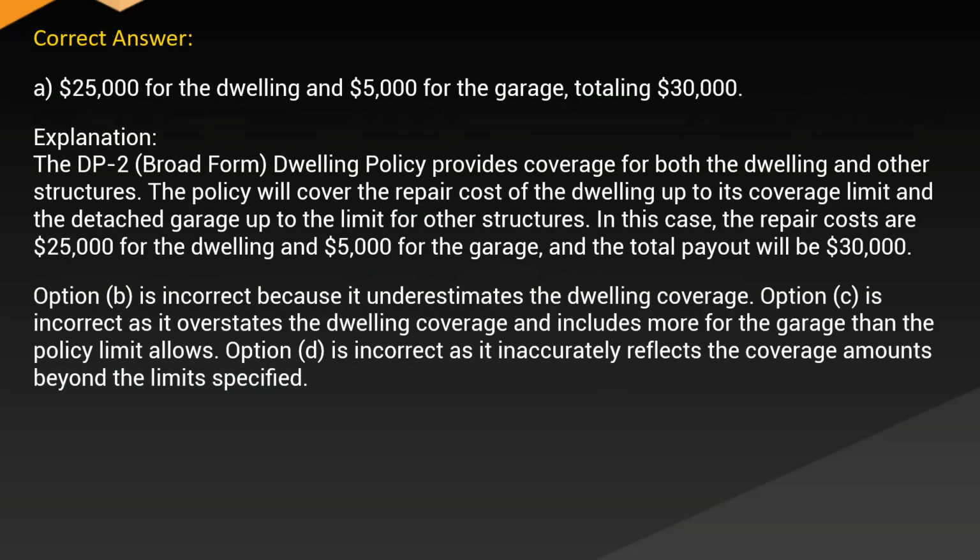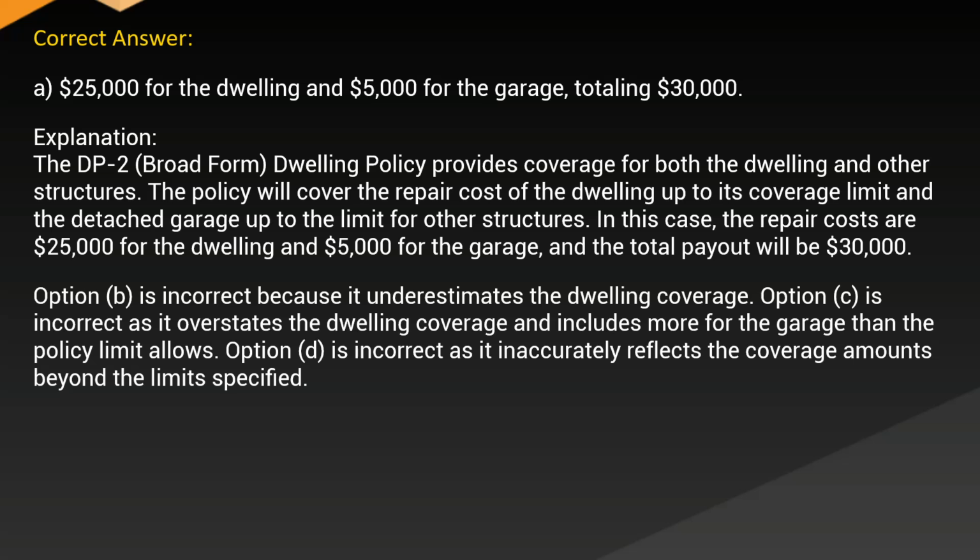Correct answer. A. $25,000 for the dwelling and $5,000 for the garage, totaling $30,000. Explanation. The D-2 broad form dwelling policy provides coverage for both the dwelling and other structures. The policy will cover the repair cost of the dwelling up to its coverage limit and the detached garage up to the limit for other structures. In this case, the repair costs are $25,000 for the dwelling and $5,000 for the garage, and the total payout will be $30,000.